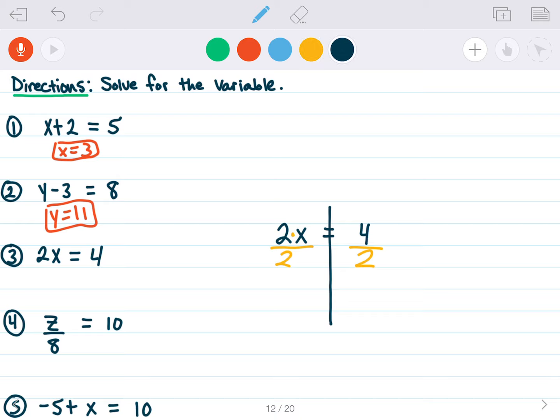Now, what's 2 divided by 2? That's 1, right? So on the left side, I get 1x. Okay? On the right side, 4 divided by 2 is 2. Now, I don't have to write the 1 in front of the x. It's simply 1x is the same thing as x. So x is equal to 2 is my solution here.